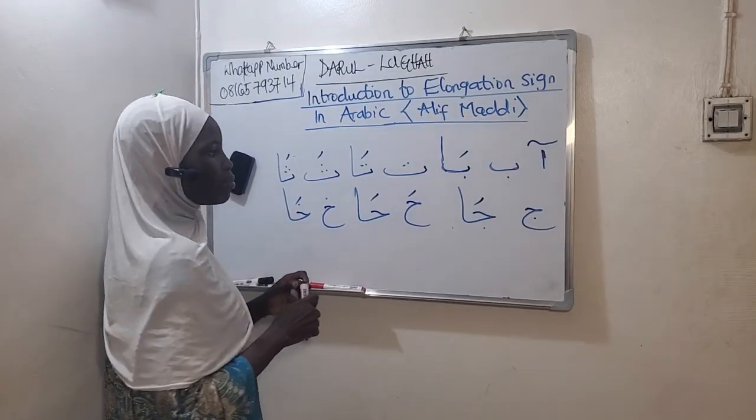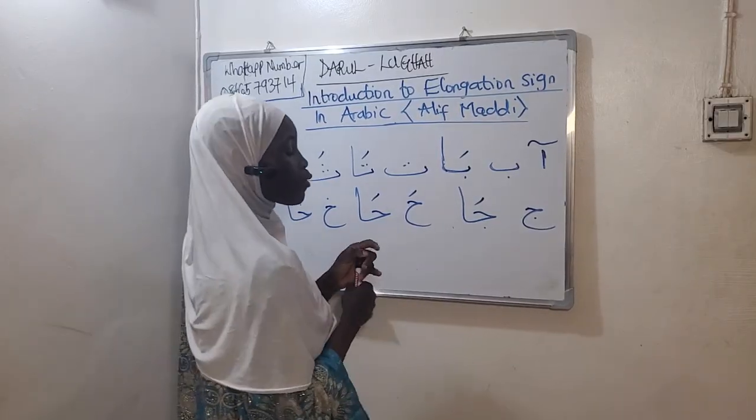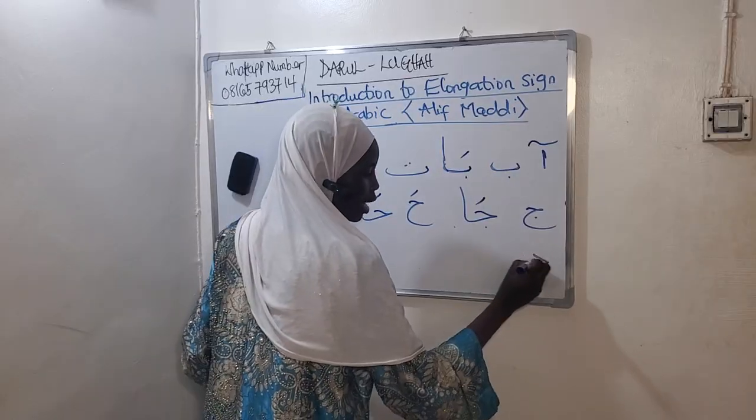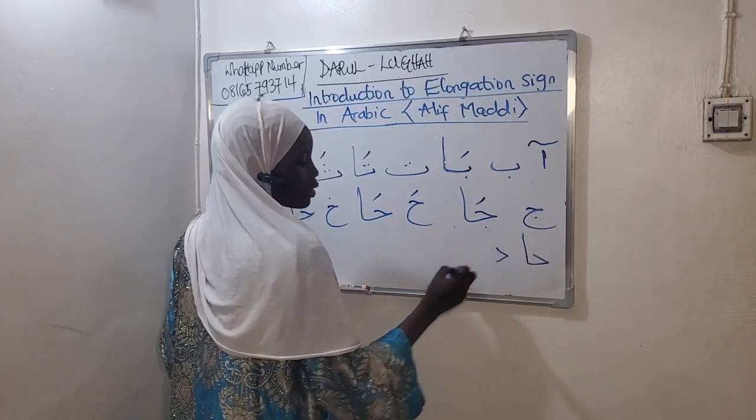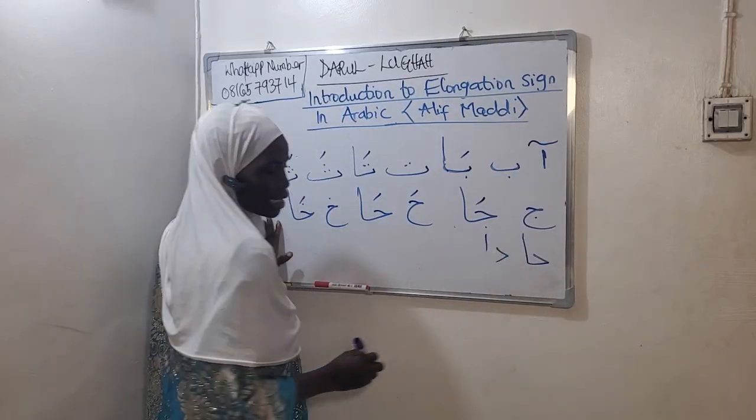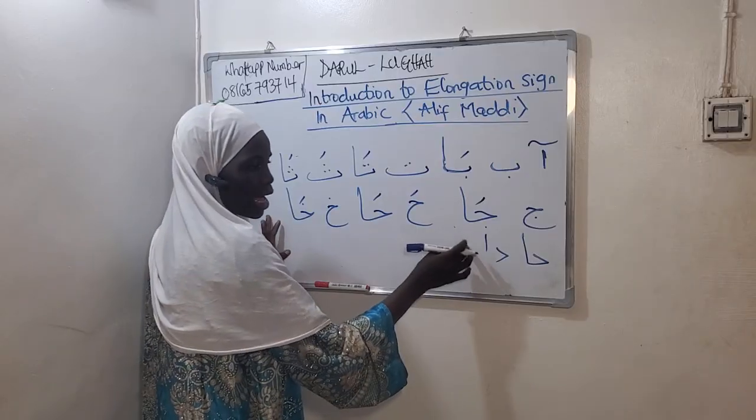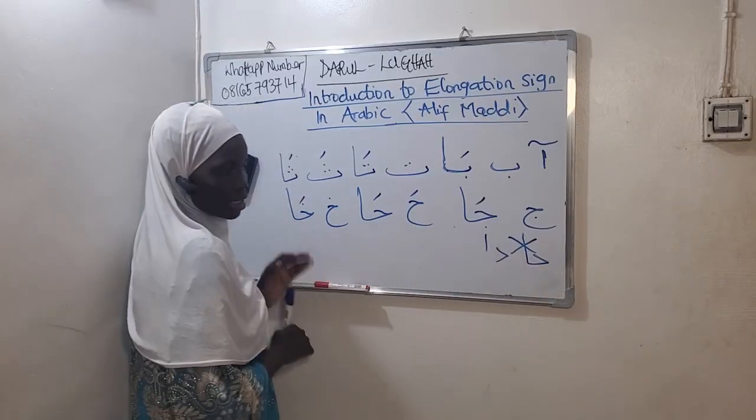Like I said earlier, we have dal fatia Alif Maddi. But if you want to write your dal fatia Alif Maddi, you cannot write it like this. Just put the Alif Maddi beside it like this. Dal fatia Alif Maddi, da. This is wrong. You can't write it like this.